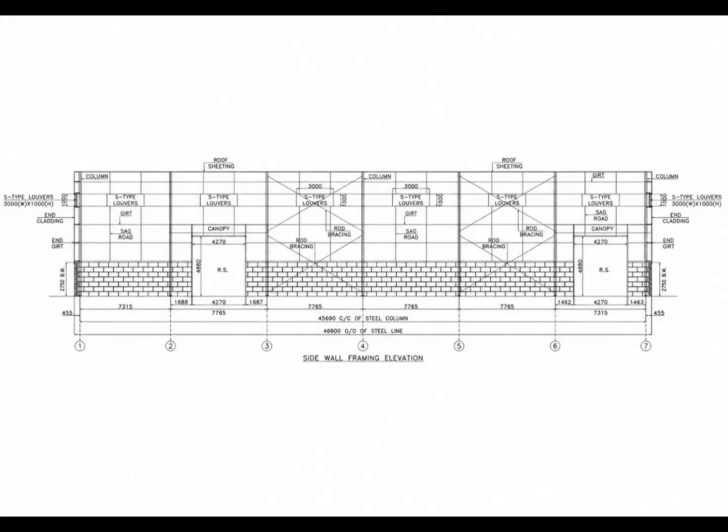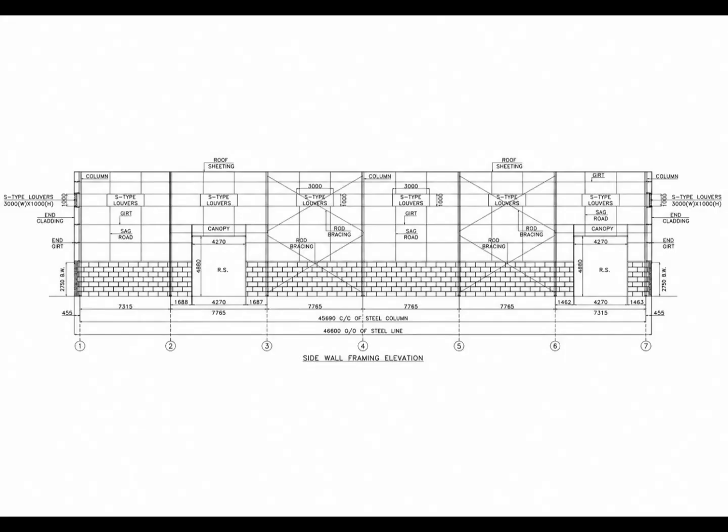Now move your attention toward the middle portion of the side wall. We can see the rod bracing arrangement forming diagonal X patterns in the braced bays. These diagonal members are different from the sag rods. So, within the same side wall elevation, we can have several different types of secondary steel members working together. The drawing therefore gives us a good opportunity to understand the difference between girts, sag rods, and rod bracing.